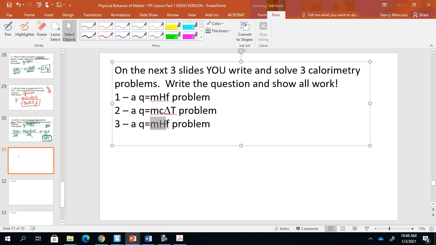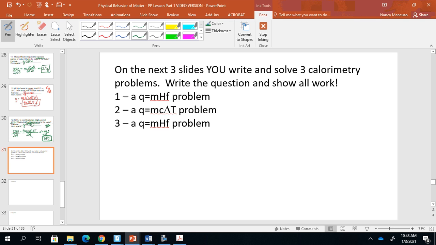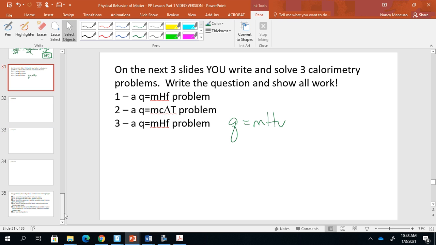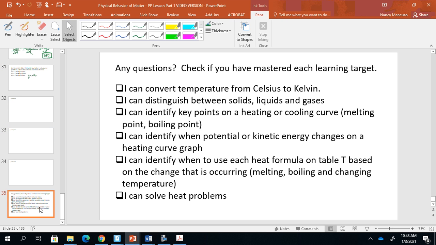Oh, you guys, this is a mistake right here. So this should say Q equals MHV. So I want you to do one of each. So on the next 3 slides, do each of those 3 problems. And when you're done, any questions? And these are the learning targets. So this is what I want to make sure that you can check off that you have learned today.